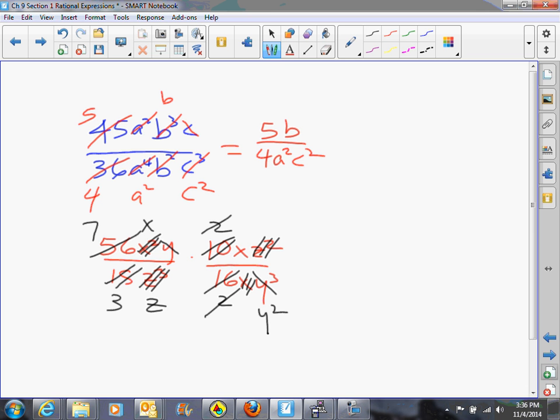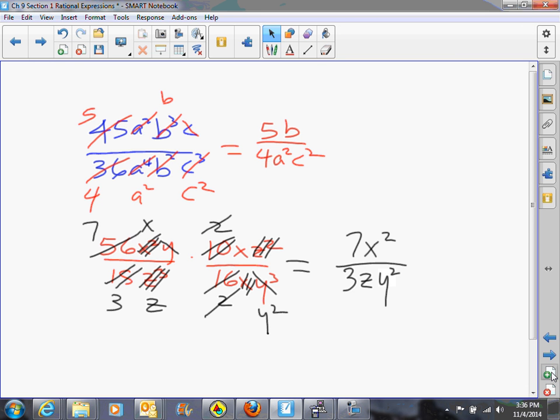they cancel. So now, with everything that we have left, we have 7x times x. Don't lose those factors. 7x times x, or 7x squared in the numerator, and 3zy squared in the denominator. And that's cross-canceling and reducing all in one. So that's how you do those monomial terms.